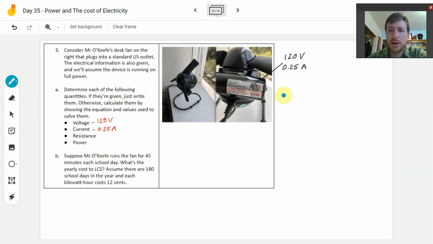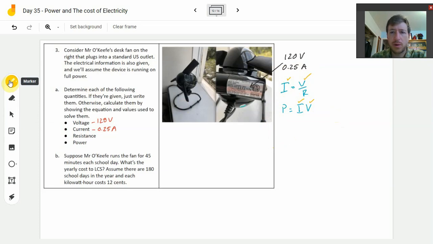Okay, so looking at our two equations again, we got our Ohm's law, which is current is equal to voltage over resistance, and we have our power equation, which is power is equal to current times voltage. So, looking at this, we know the current, 0.25 amps, and we know the voltage. So we should be able to solve for both resistance and power already without needing one over the other.